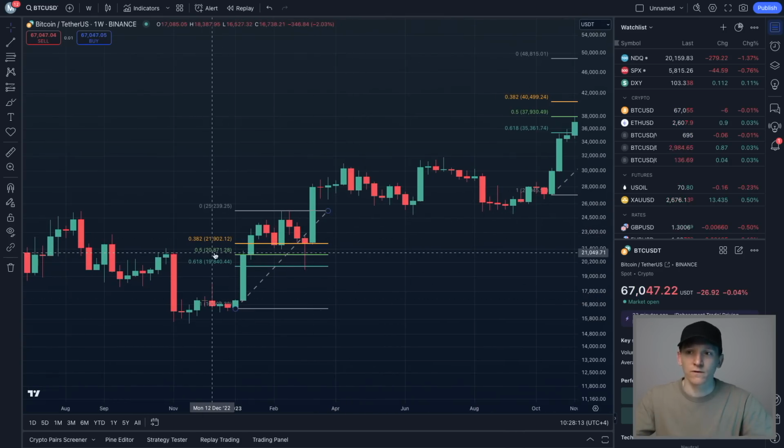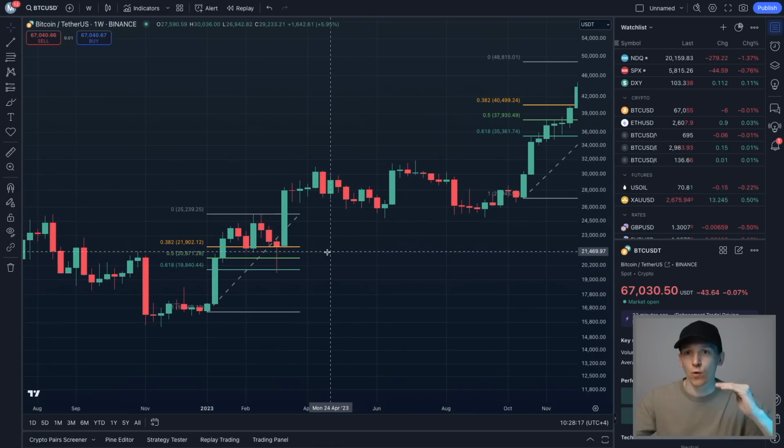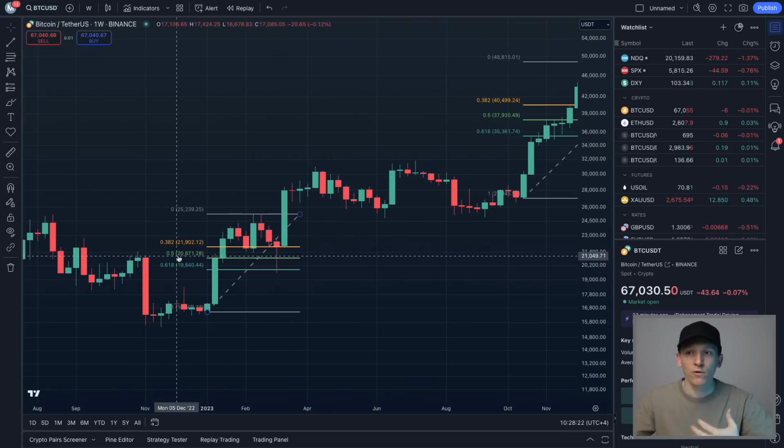So the 382, the 0.5 and the 618. So how do you want to play it? Do you want to put a third of your order in at each of these levels? You can do that. So a third, a third, a third. Or do you want to put most of the order in the middle?